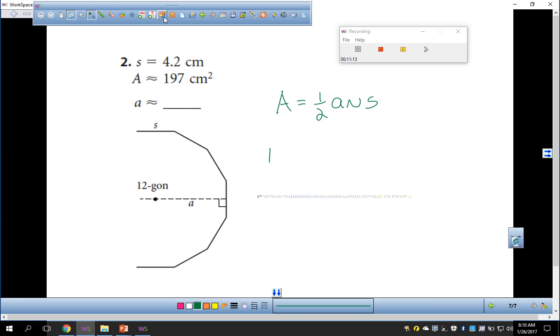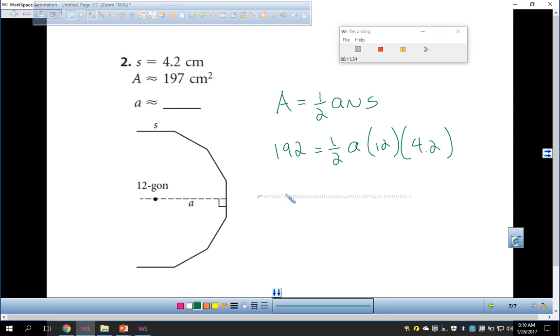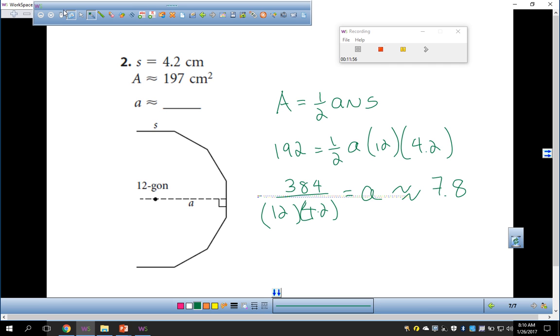Sorry, I have to update my software somehow. 197 equals 1/2 A, which you don't know, N you know is 12, S is 4.2, right? So you multiply by 2, and you get 384, divided by 12 and 4.2 equals A, and when you do that, you get that that's about 7.8. We're going to try a couple more. Okay? Good? Questions? Okay, let's try the next one.